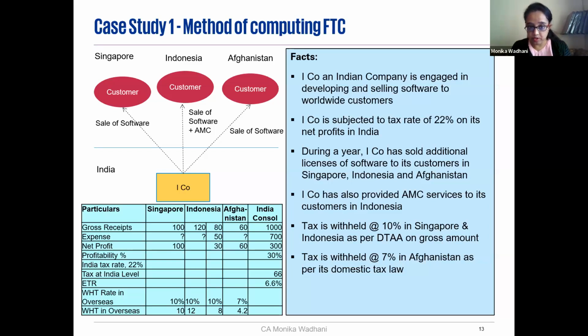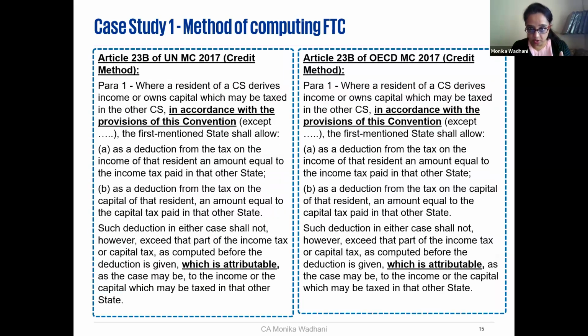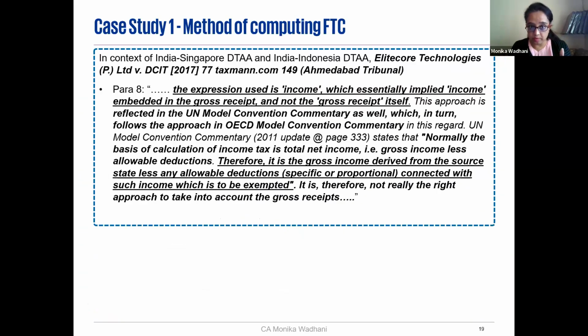So friends, in this context, now we have the Ahmedabad Tribunal ruling in case of Allied Core Technologies Private Limited versus DCIT, wherein the Ahmedabad Tribunal has considered numbers, practical aspects, and the facts of this case study are based on this Allied Core, and the principles which are upheld are as under.